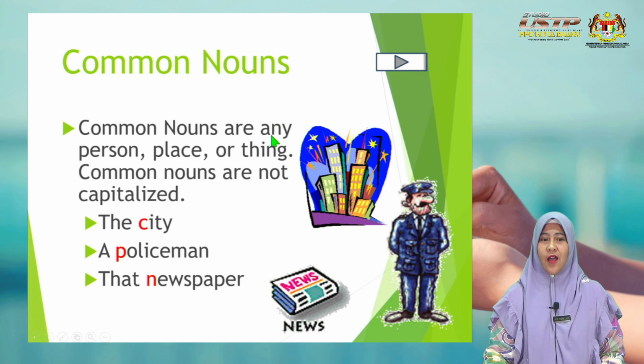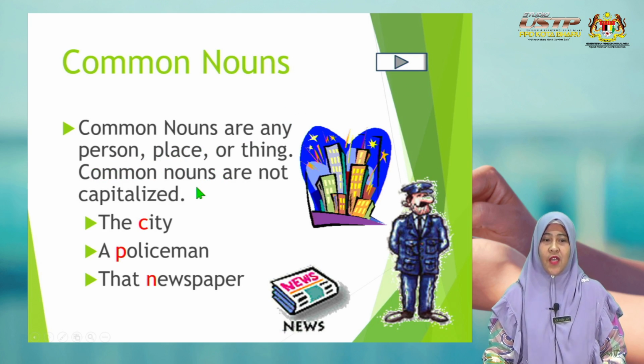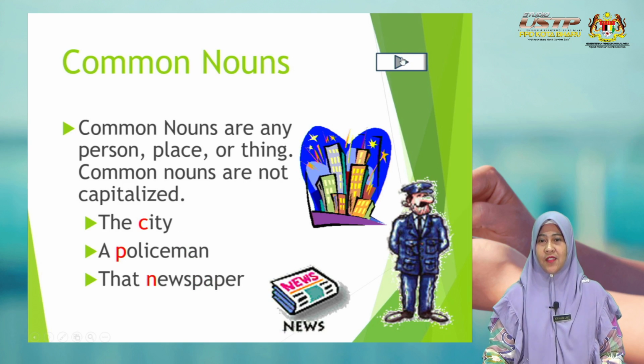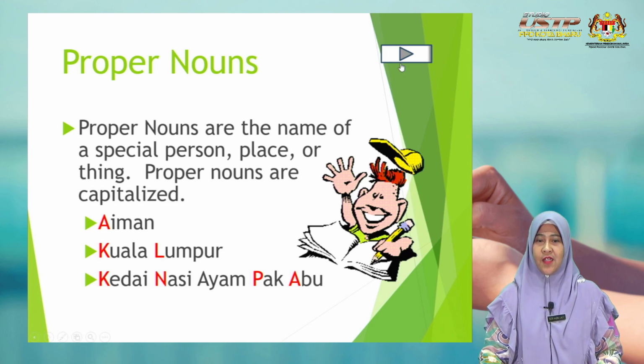Common nouns are any person, place, or thing. Common nouns are not capitalized. For example, the city, a policeman, that newspaper. Proper nouns are the name of a special person, place, or thing. Proper nouns are capitalized. For example, Aiman, Kuala Lumpur, Kedai nasi ayam Pak Abu.